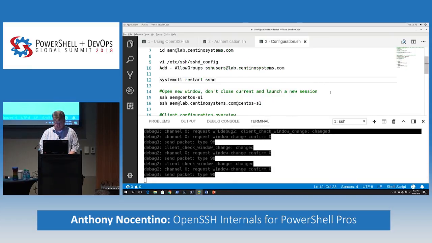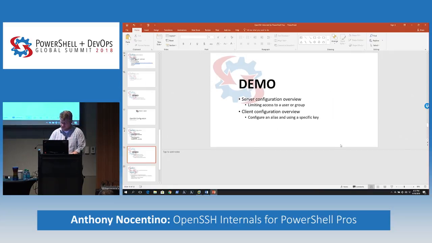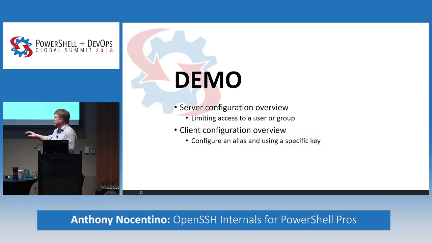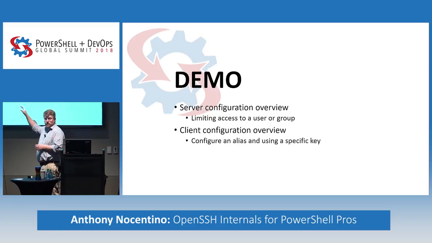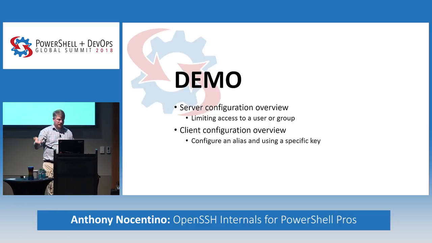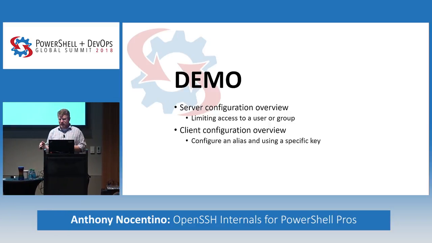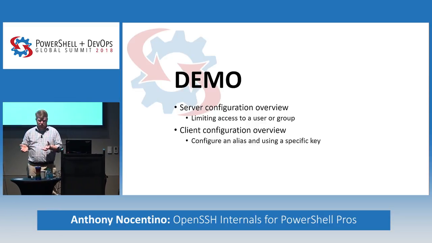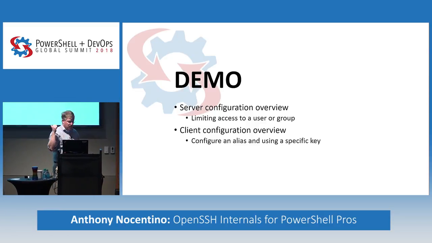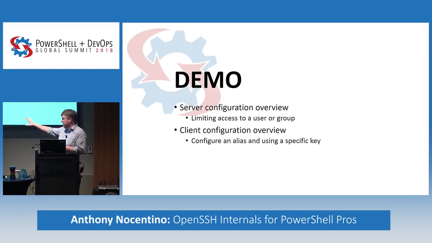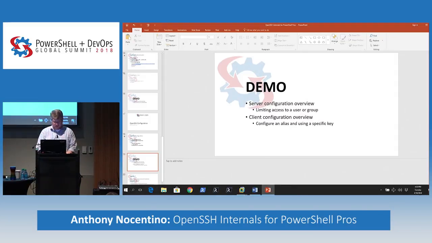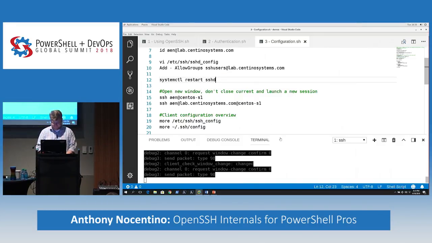Hold on, I totally didn't tell you what the demo was gonna do. That's probably an important thing, right? We're gonna do some server configuration overview. We're gonna look at the configuration file. We're gonna limit access to a particular group because out of the box on CentOS machines and on Windows machines, anybody can get in. And so we're gonna use an AD group to secure the system, but the scope, who can actually log into the system. And then we're gonna look at some configuration overview where we're gonna configure aliases and specifying those keys so we don't have to specify that every time we log into a system.